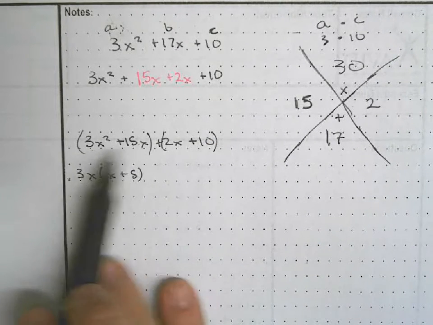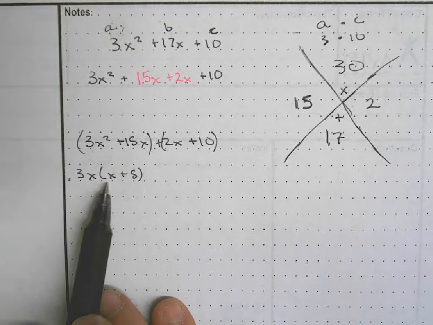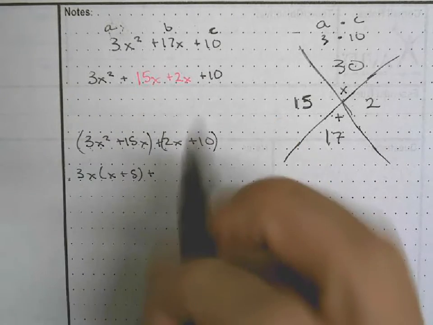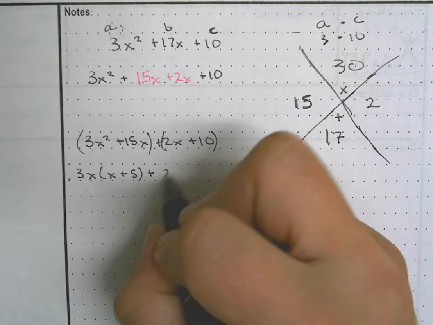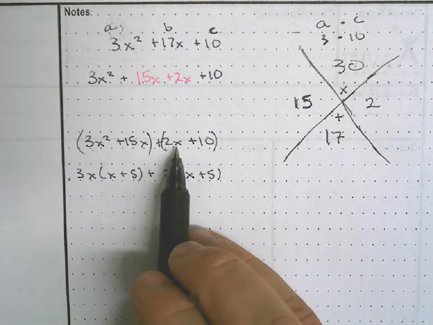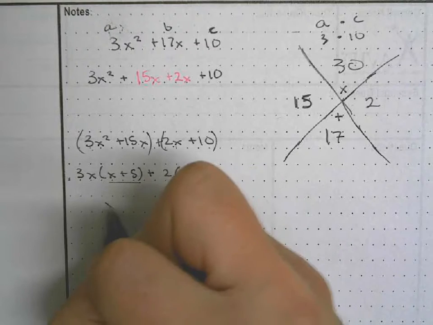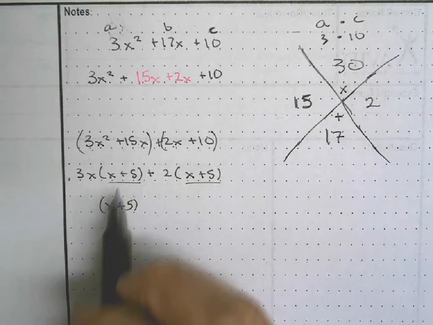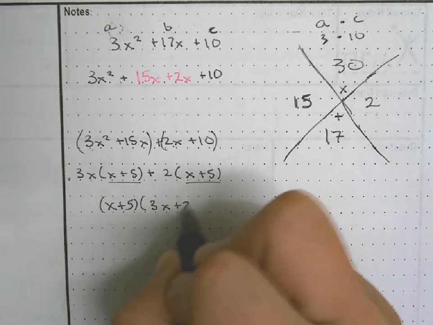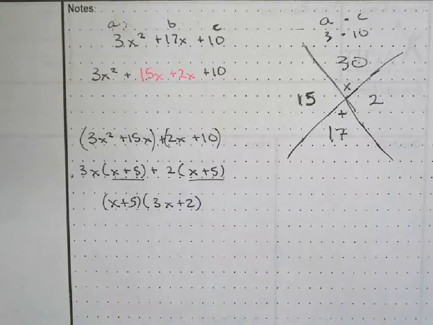So I can pull a 3x out of both of these, factor out 3x from both of these. That leaves me with an x when I factor out 3x. And when I factor out 3x from 15x, I'm left with a 5. Bring my plus sign down, and now I can factor a 2 out of both of these. 2x divided by 2 is x. 10 divided by 2 is 5. And now I have my common factoring term. So I have x plus 5, factoring that out, times 3x plus 2. And then we're done.